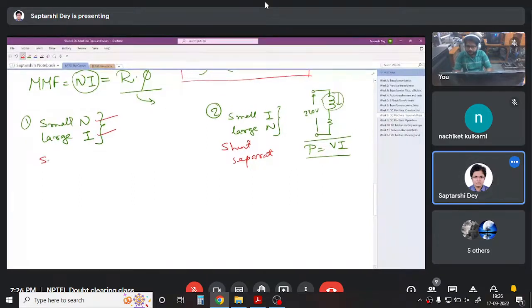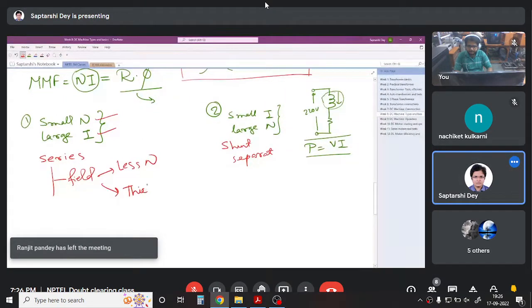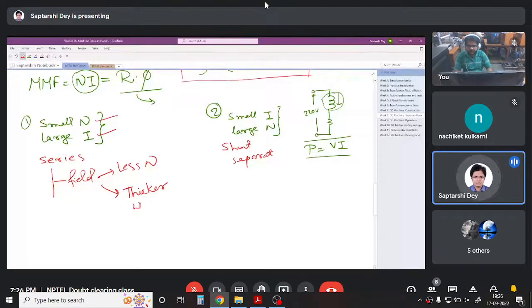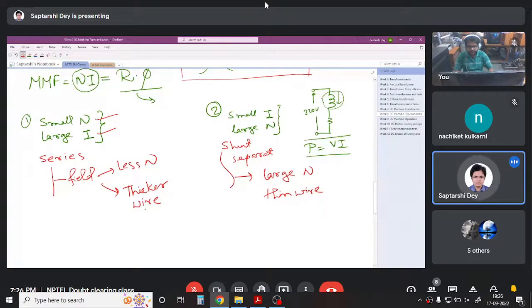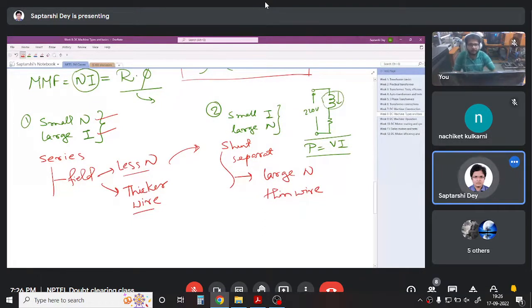So in series machine, the field winding has a lesser number of turns but thicker wire so that this large current can flow. Whereas in shunt or separately excited machine, you have a large number of turns but with thin wires. Remember one thing, we could have used thicker wire and fewer turns in shunt machine also. But that would cost us a lot of power from the source.